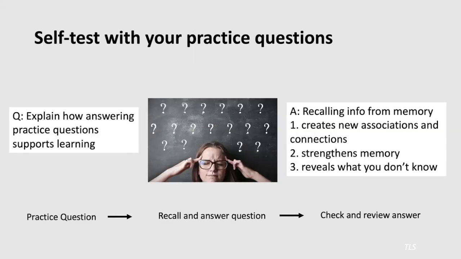Each time you study, you work your way through the practice questions. Look at a question, try to reproduce the answer from memory without looking at the answer. Then check and review the answer. You move on to the next question and follow the same sequence. Read the question, try to answer it from memory, and then review your answer. Although the procedure is straightforward, there are several ways to optimize your learning from self-testing.